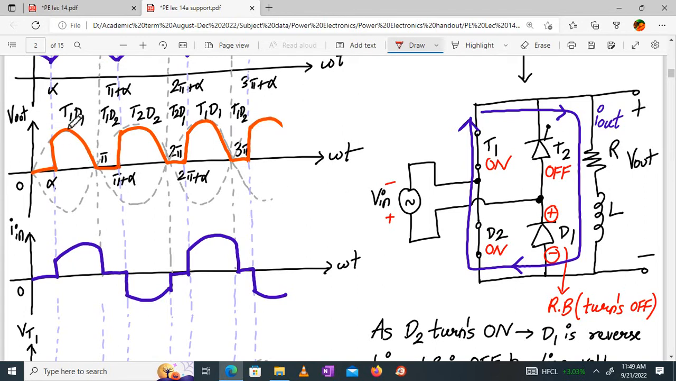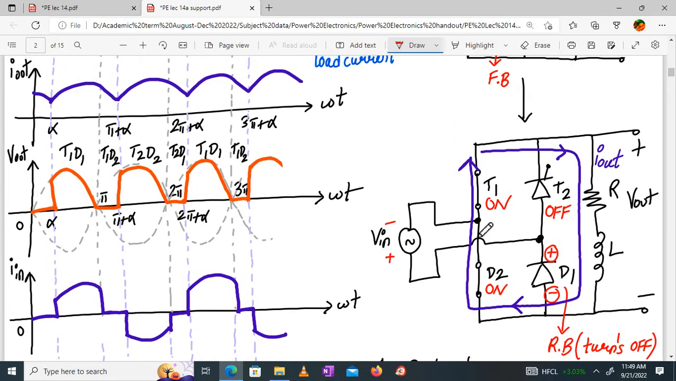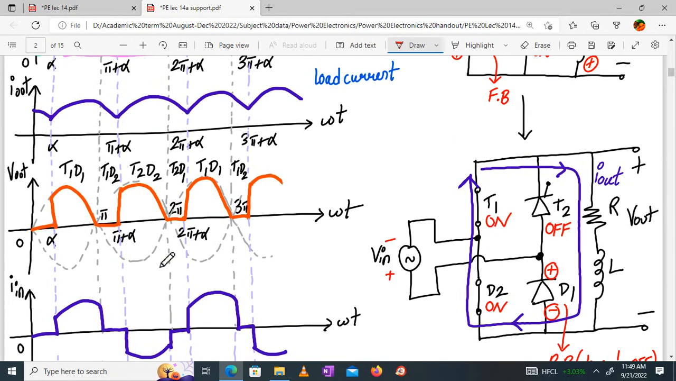So during alpha to pi, it's a conducting phase. T1 and D1 are conducting. From pi to pi plus alpha, T1 and D2 are conducting. You understood how? Didn't understand, son? Understood how? Okay. Fine. Now, next what happens from pi plus alpha to 2 pi?